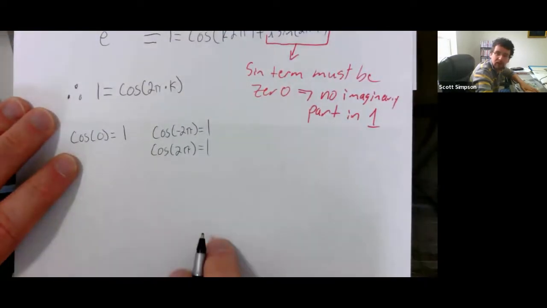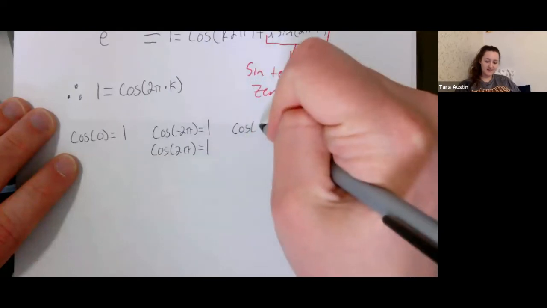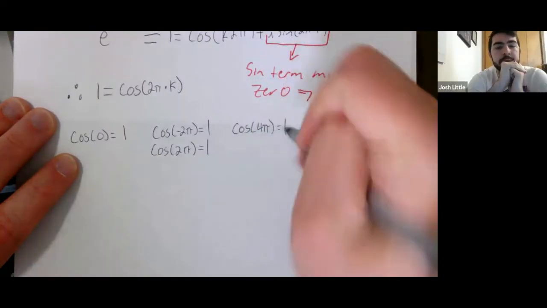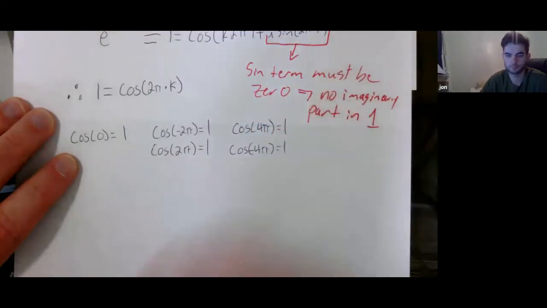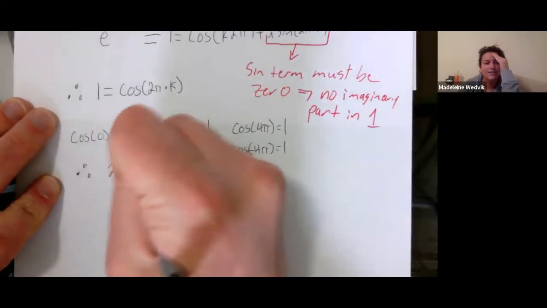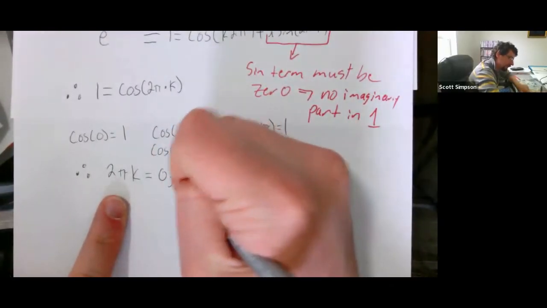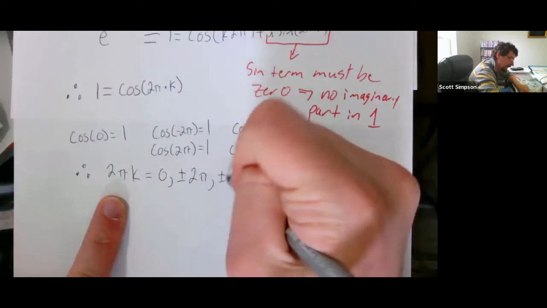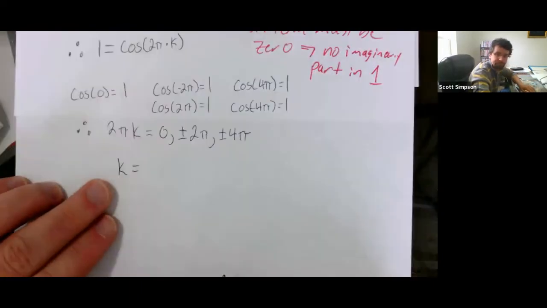What other cases would this be equal to 1? Cosine of 4 pi. Yep. So 2 pi n? Minus 4 pi also is equal to 1. So we said this has to be equal to 0, plus or minus 2 pi, plus or minus 4 pi, right? So what can you think about for values of K to make this work out?